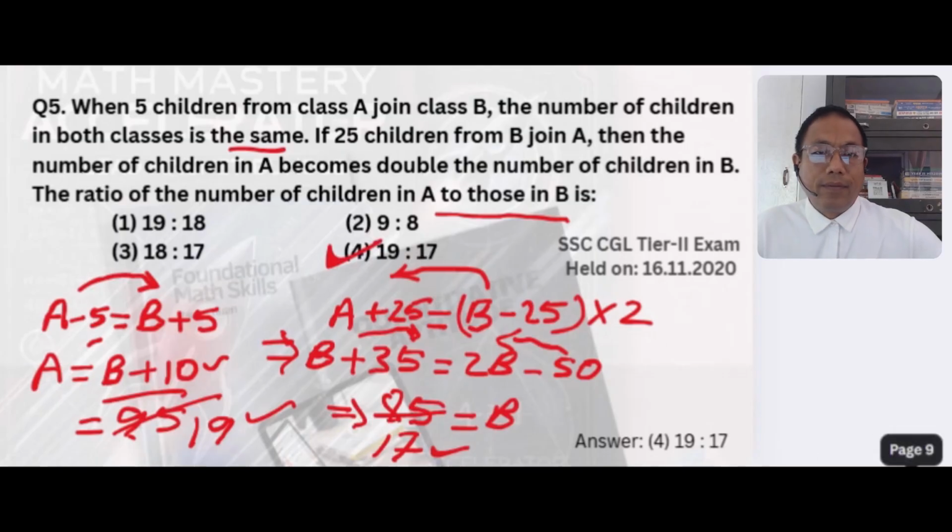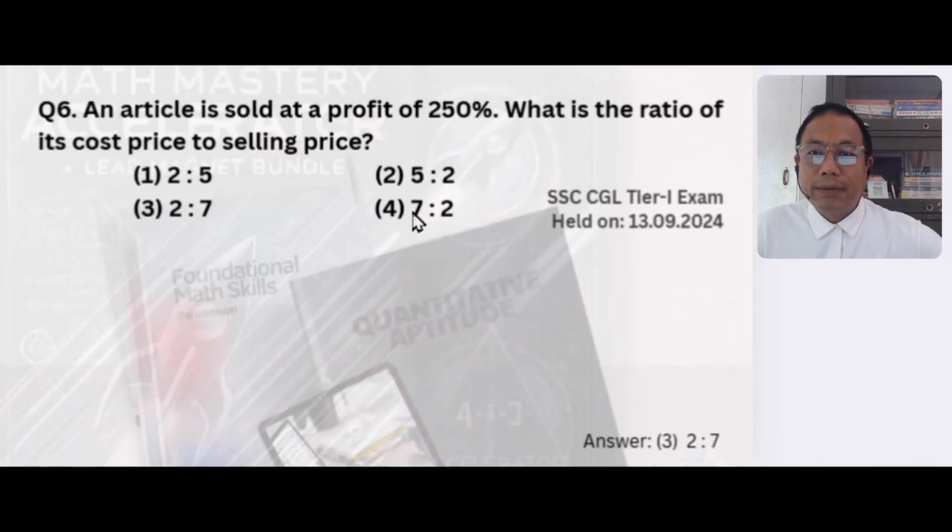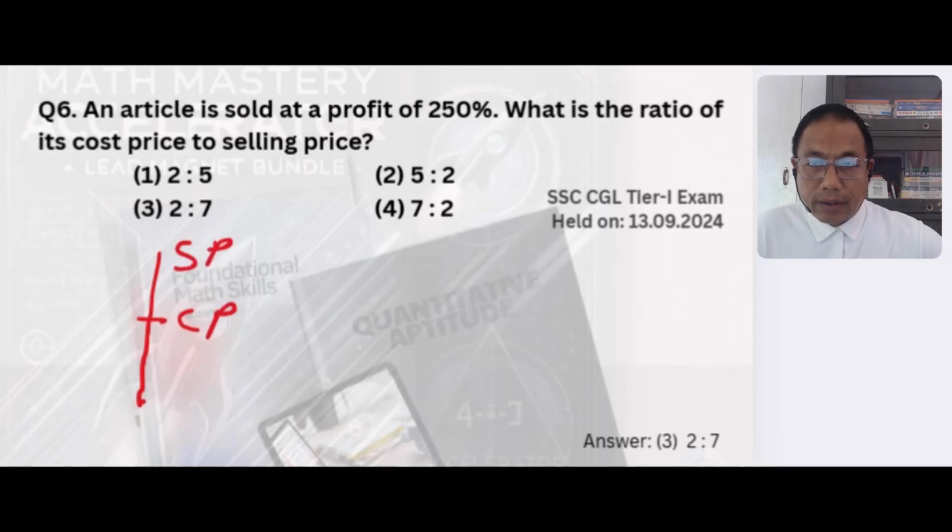Next question. Question number 6. An article is sold at a profit of 250%. Cost price, selling price. A cost price 100. Profit of 250. Cost price plus profit. Why do I take 100? Because percent is out of 100. That's why I take cost price equal to 100.